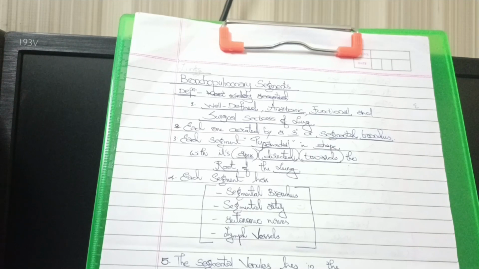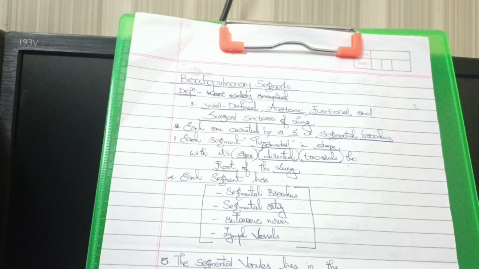Each one is aerated by a tertiary or segmental bronchus. Each bronchopulmonary segment is aerated by a tertiary or a segmental bronchus.